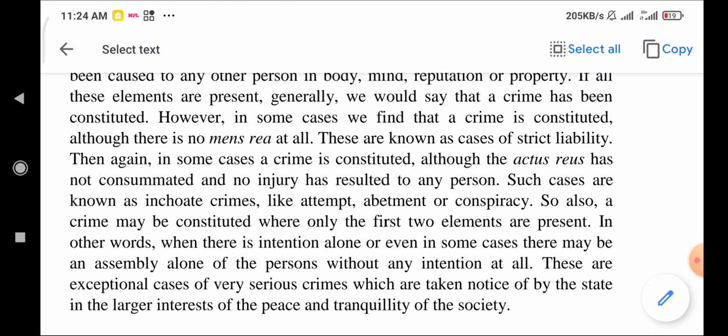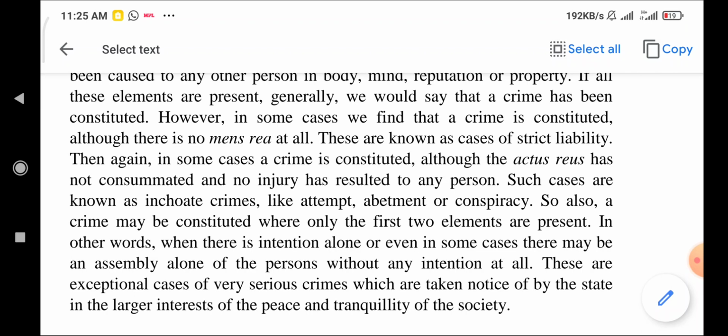Then again, in some cases, a crime is constituted although the actus reus has not been consummated and no injury has resulted to any person. Such cases are known as inchoate crimes, where the actus reus is not fully present in the act, like attempt, abetment, or conspiracy.